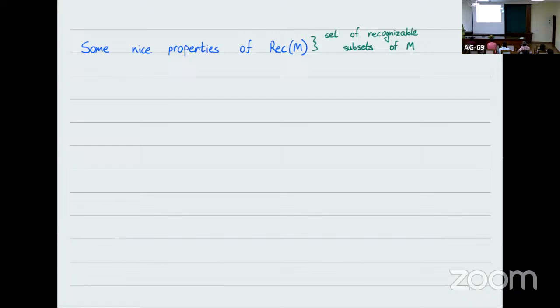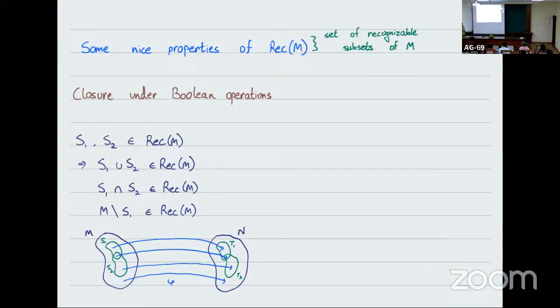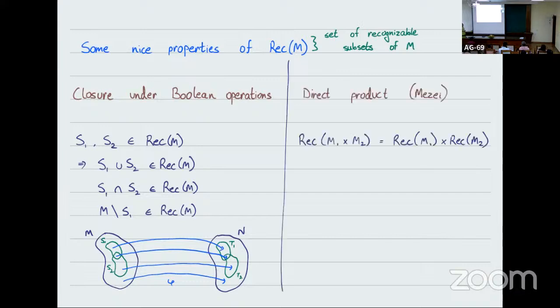So Rec M is the set of all recognizable subsets. They are closed under Boolean operations. So if you have two sets S1 and S2 that are recognizable in M, then their union, their intersection, and the complement of a set are also recognizable. This is because of the images of the functions' elements. Yes, exactly. So elements that are in the intersection, their pre-image is also in the intersection.